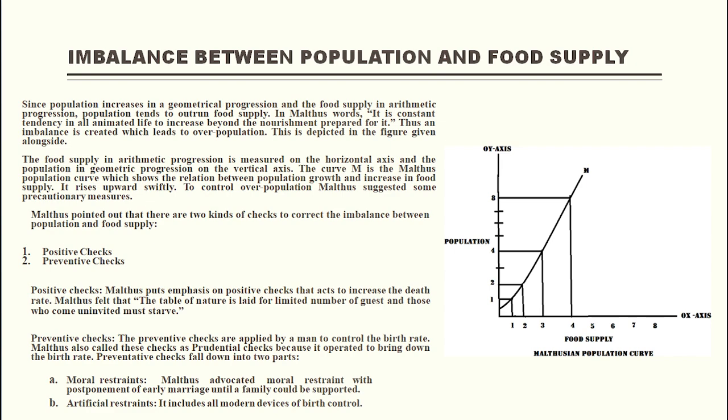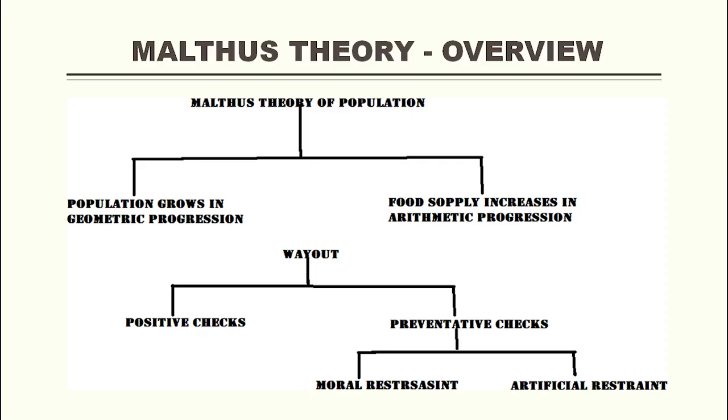Now, the entire Malthus theory, we can see in this flow chart, the Malthus theory overview as we discussed earlier. The Malthus theory of population we can split into two parts. The first is the geometric progression: the population grows geometrically if it is unchecked, and the food supply, however, increases in arithmetic progression.